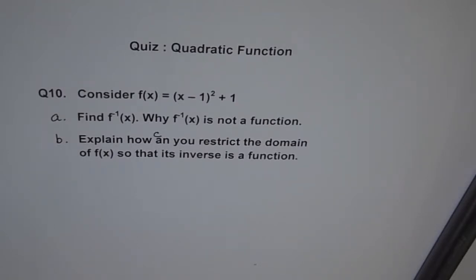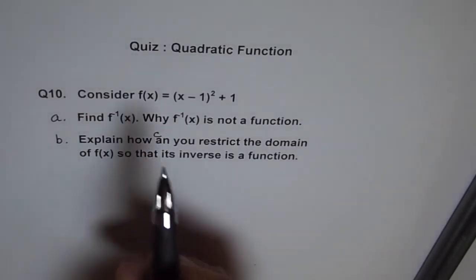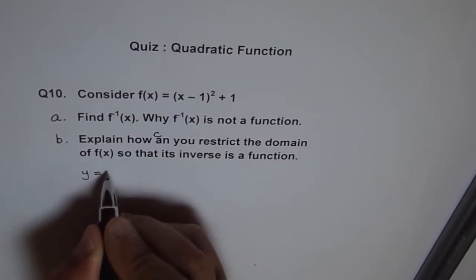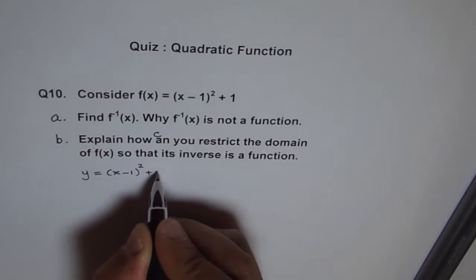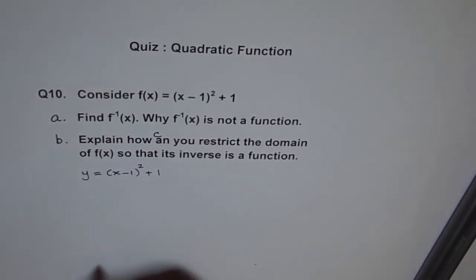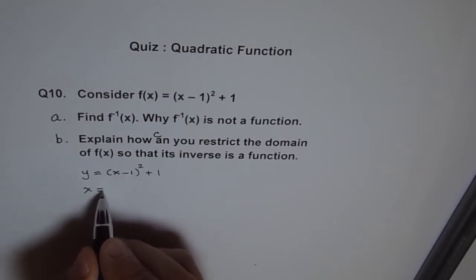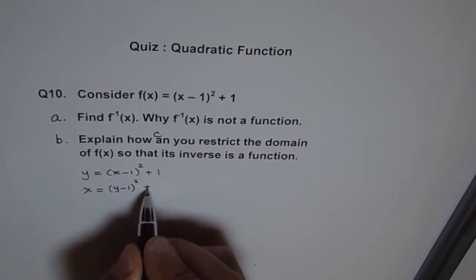Well, let's follow the steps to find the inverse of a function. So how do you find the inverse of a function? The first step is to write the function with y instead of f of x. So we get y equals (x minus 1) whole squared plus 1. And the second step is to swap x and y, right? So to find the inverse, we write x equals (y minus 1) whole squared plus 1.